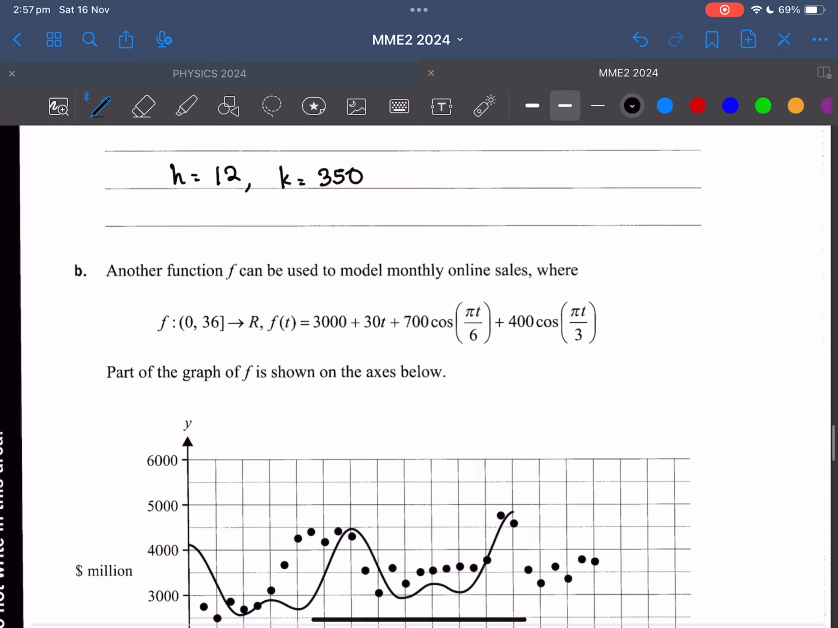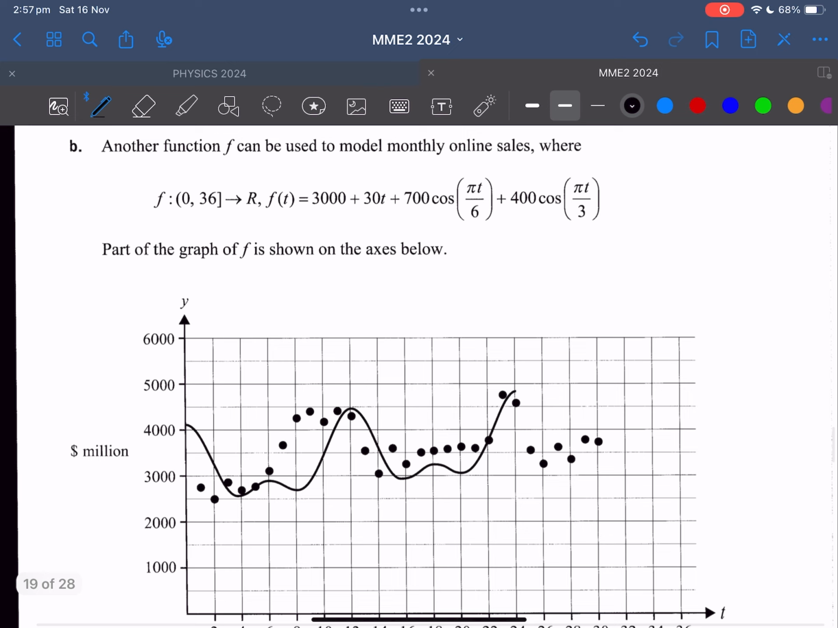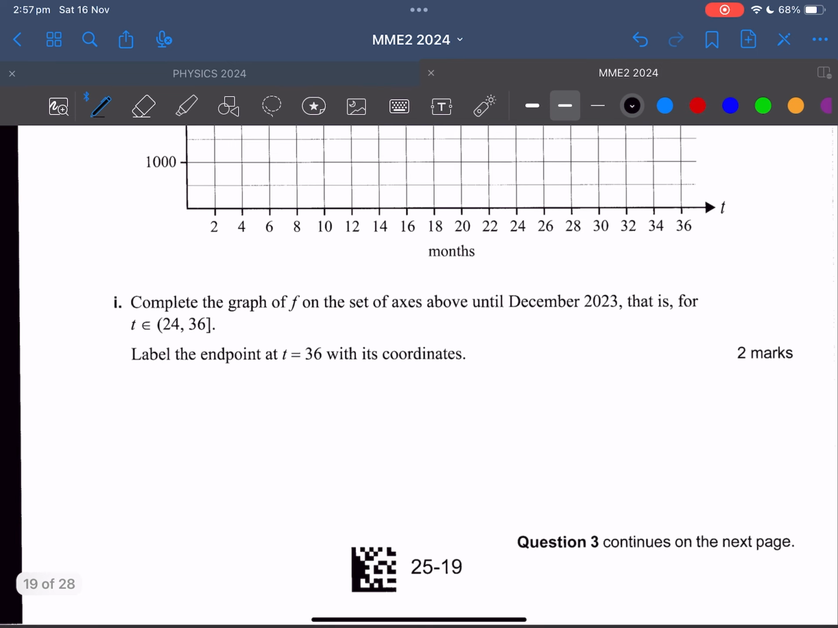Alright. So another function can be used to model monthly online sales, where f of t is this. Complete the graph of f on the set of axes above until December 2023, that is, for t equals 24 to 36. Label the endpoint with its coordinates.